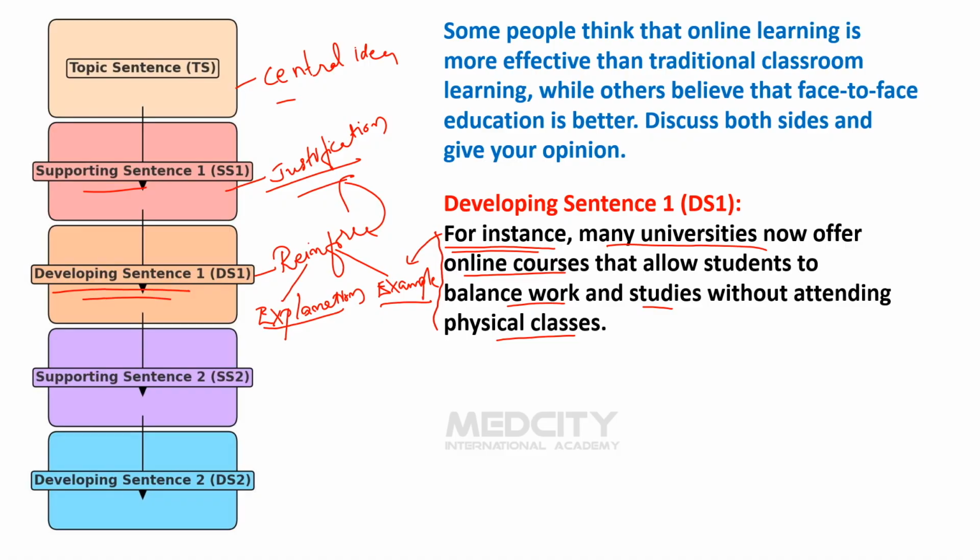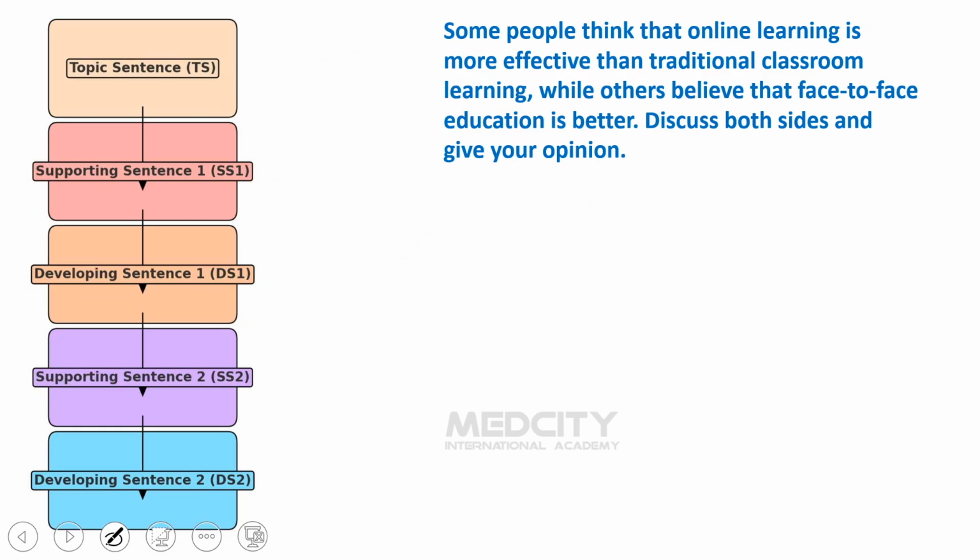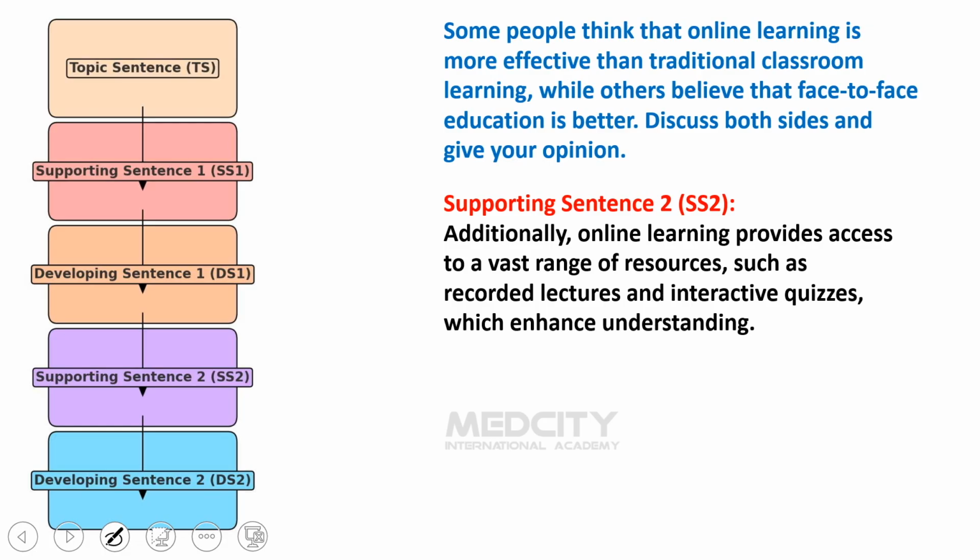Now, in one body paragraph, just one supporting sentence and one developing sentence will not be sufficient. You should be writing at least 2 supporting sentences and 2 developing sentences. It can go up to 3 as well. Let's see how it has been taken to the second supporting sentence. The second supporting sentence starts off by saying "additionally." Now additionally means you're adding on to something.